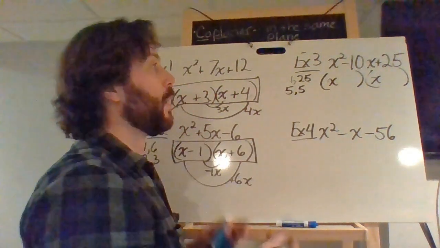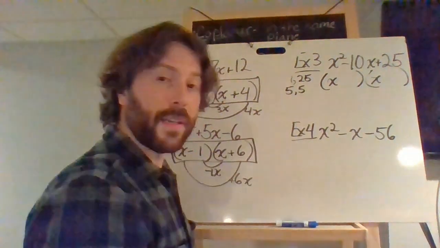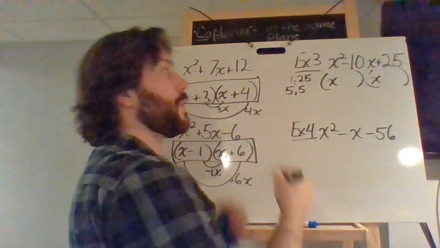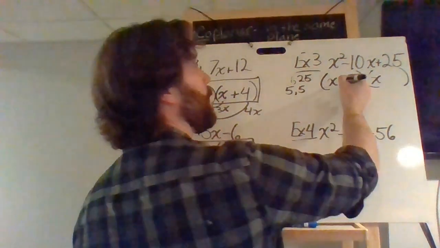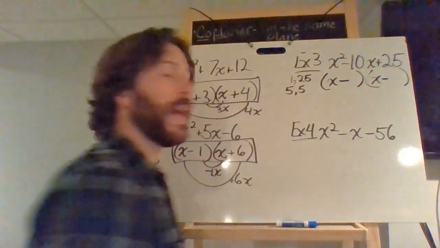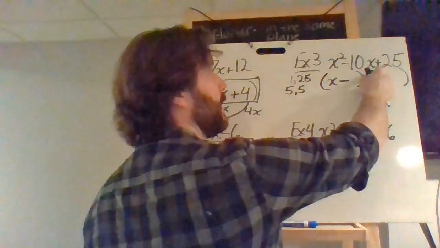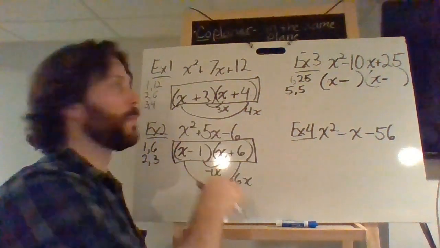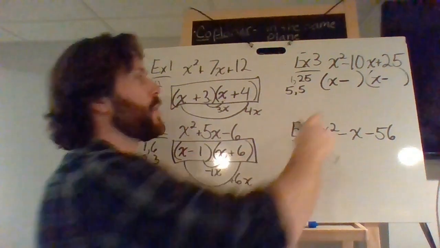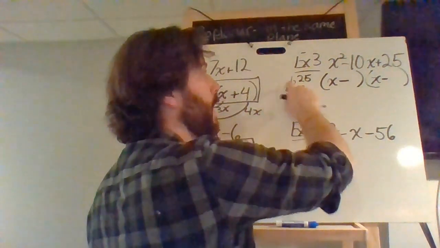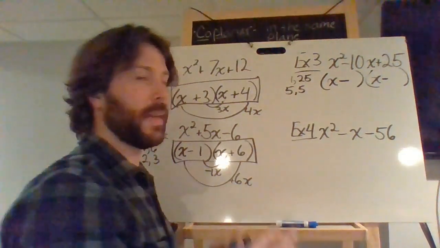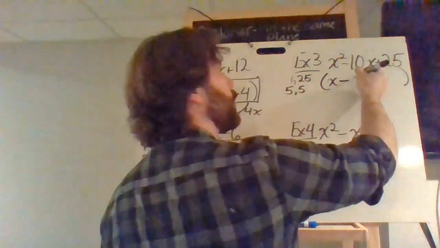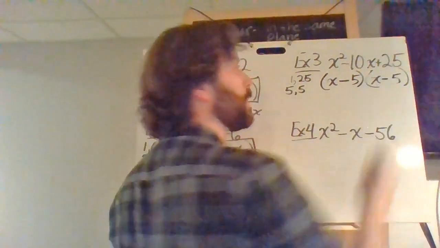Well, I also know that my C term is positive, which means both of my factors get the same sign as that bx. So since that's a minus 10x, these are both going to be x minus. And I need numbers that are going to add to give me 10. Well, I can stop with the guess and check a little bit and just do it in my head. If I do 1 plus 25, that doesn't give me 10. But if I do 5 plus 5, that gives me 10. So I'm going to try x minus 5, x minus 5.